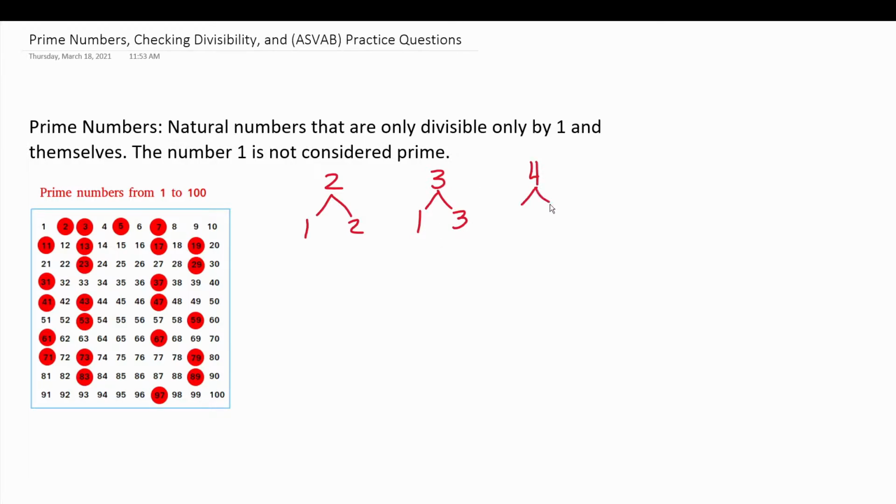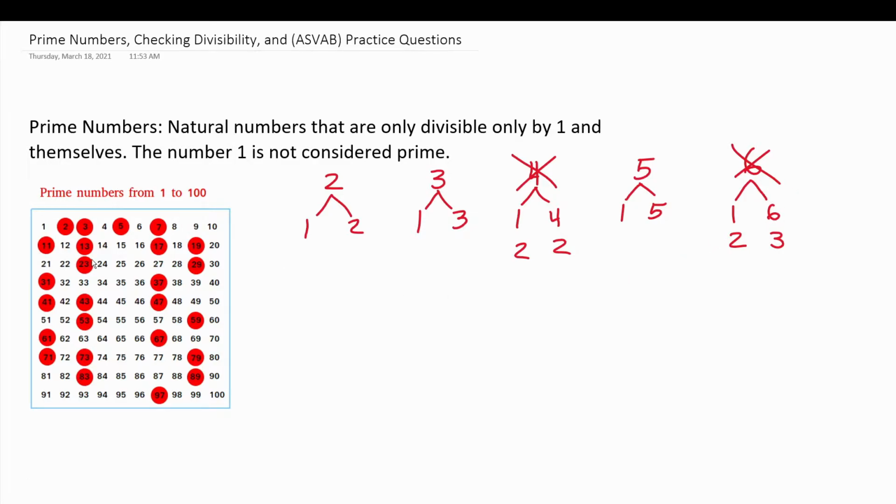4 is not prime because in addition to being divisible by 1 and itself, it's also divisible by 2 and 2. 1 times 4 is 4. 2 times 2 is 4. In light of that, it is not prime. 5 is prime because it's only divisible by 1 and itself. 1 times 5, of course, is 5. 6 is not prime because in addition to being divisible by 1 and itself, it's also divisible by 2 and 3. And because of that, it's not prime. Again, 2 times 3 is 6.